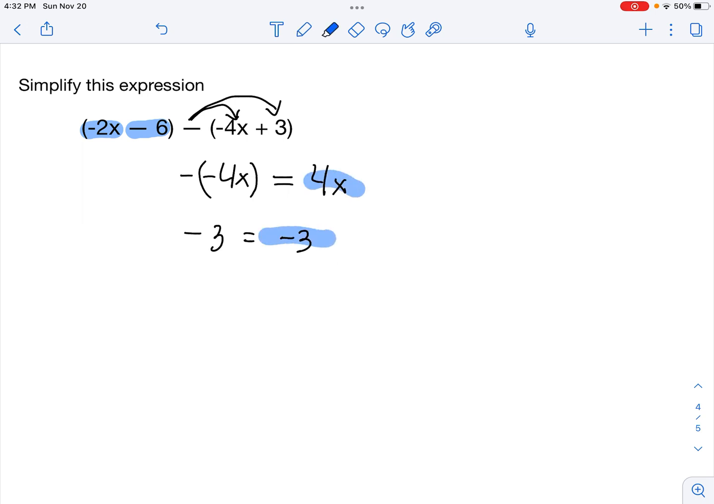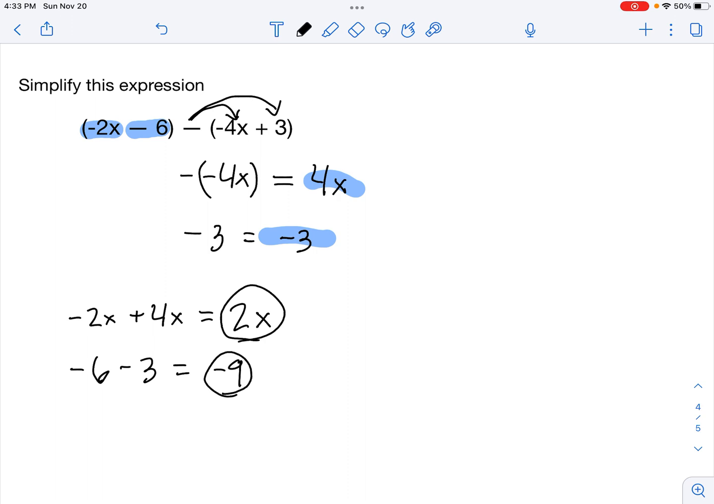So my four terms are negative 2x, negative 6, 4x, and negative 3. If I combine like terms, I add 4x to give me 2x, and I have negative 6 minus 3, which is negative 9. So my simplified expression is 2x minus 9.